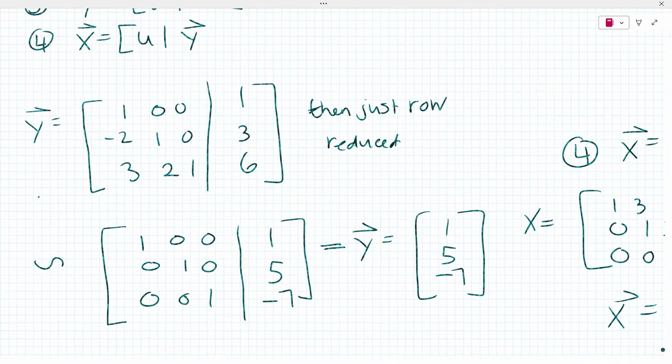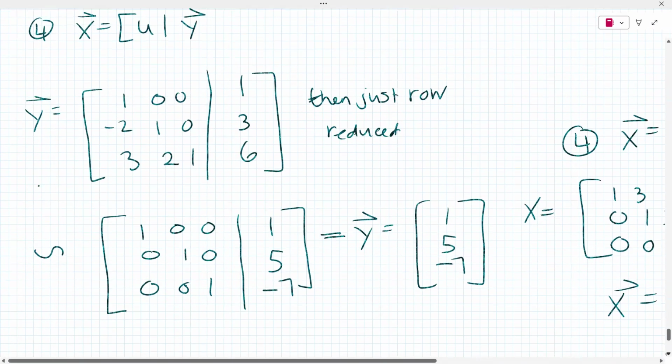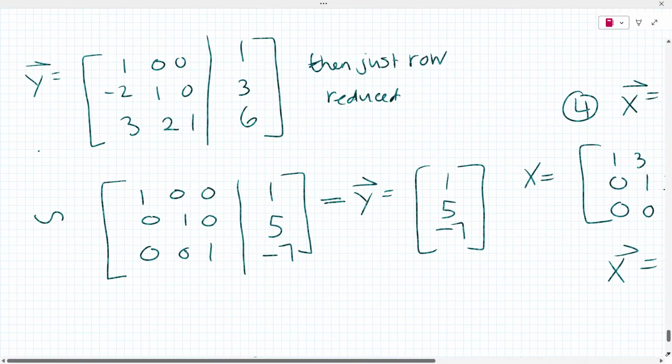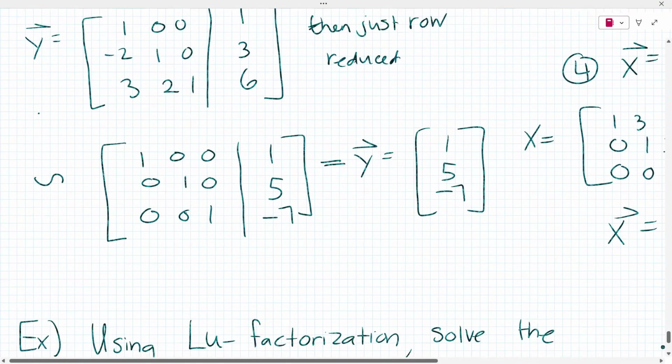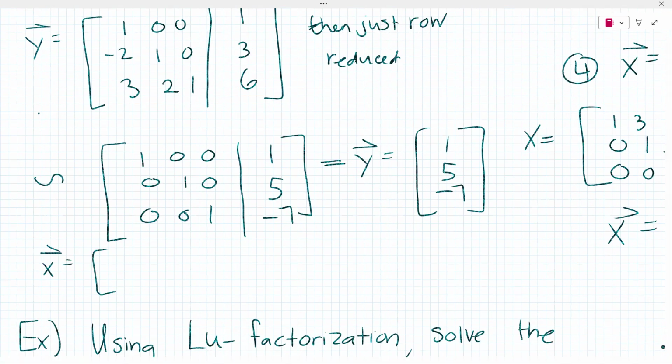Step 4 is find vector x. So find vector x, it's matrix U augmented with vector y, which we just found, right? So vector x is going to be matrix U, augmented with vector y. So that's 3, negative 1, 2, 0, 1, 5, 0, 0, negative 15, augmented with vector y, which is 1, 5, negative 7.